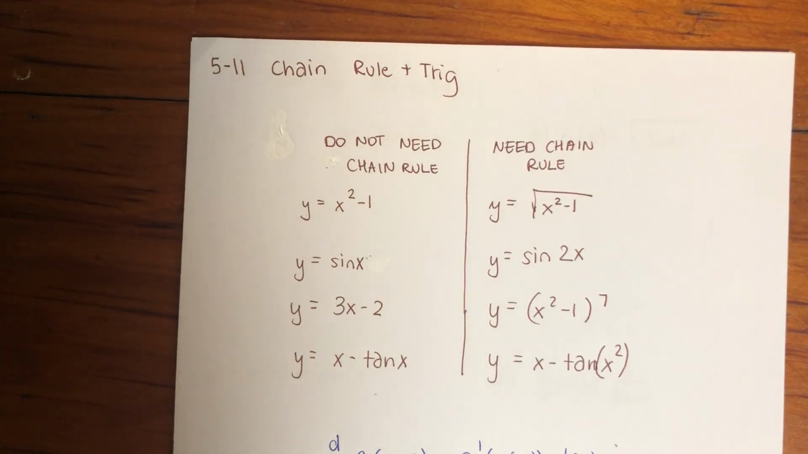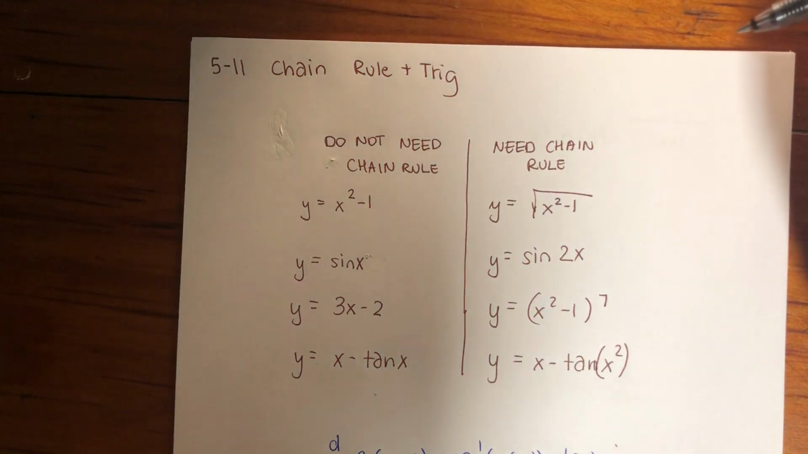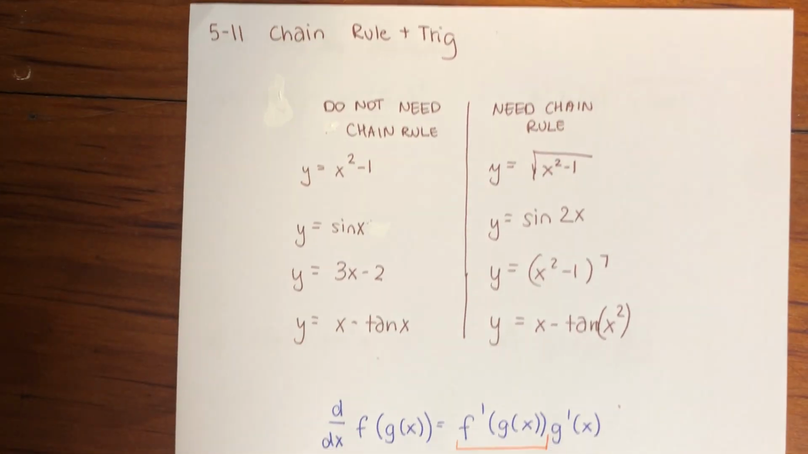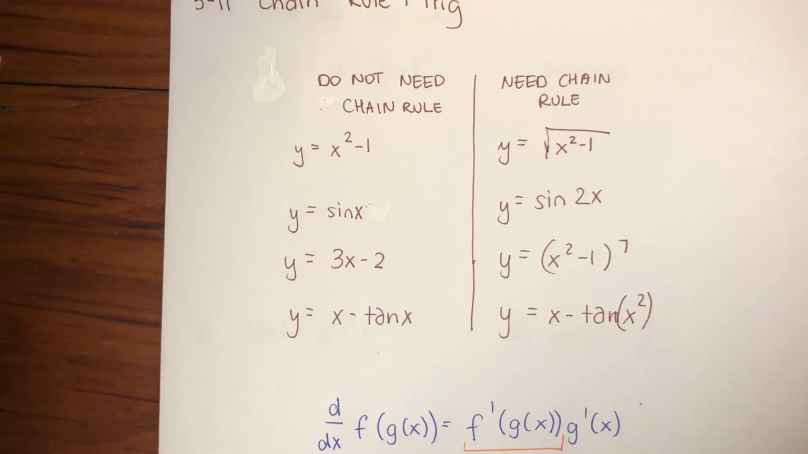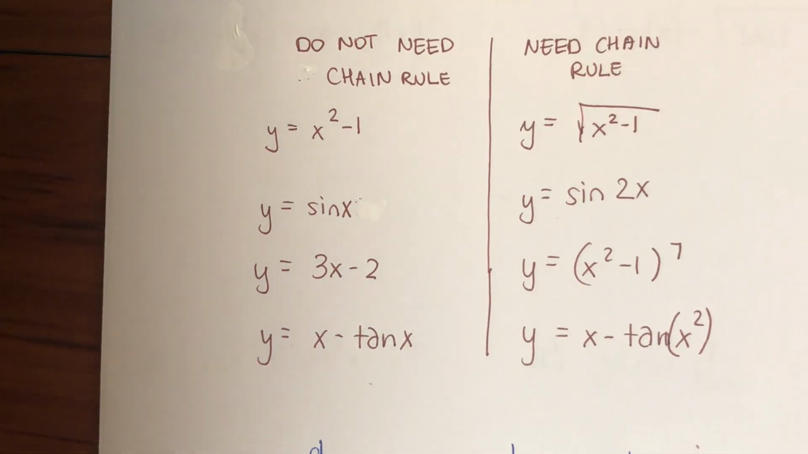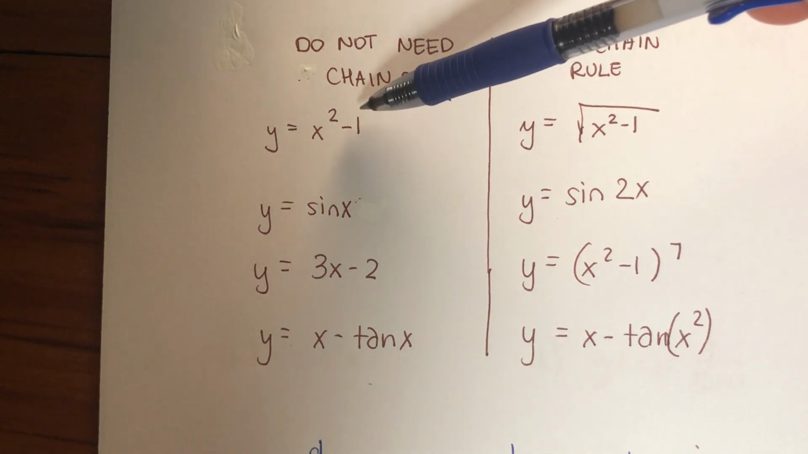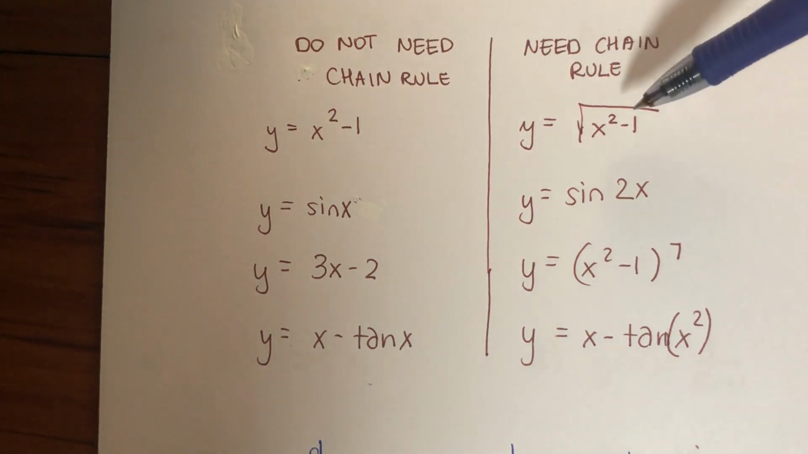Alright guys, a quick lesson on chain rule and trig, and just a quick reminder about the chain rule. I found this somewhere and I thought it was really good. When do we need to use a chain rule and when do we not need to use a chain rule? If you have something like this, just a regular polynomial, in this case quadratic, you don't need it. But if you have a composition of a function, that's where you would use a chain rule.